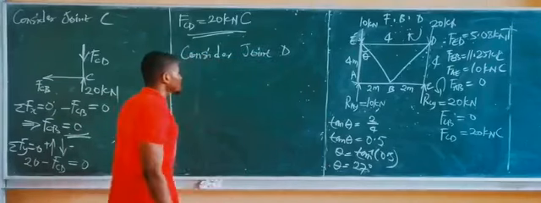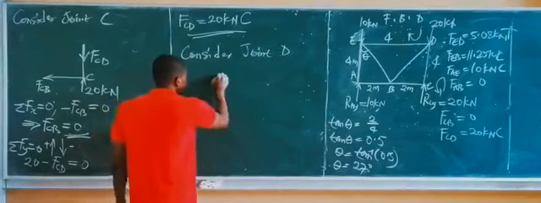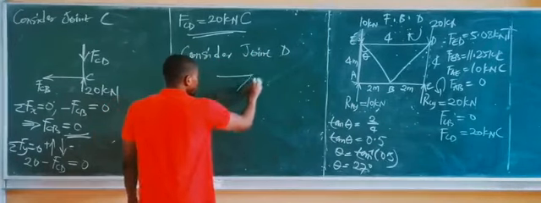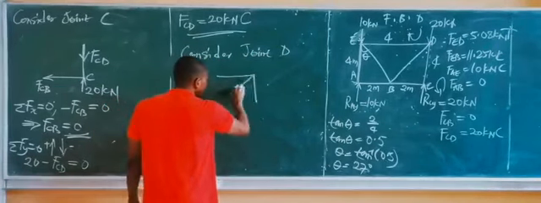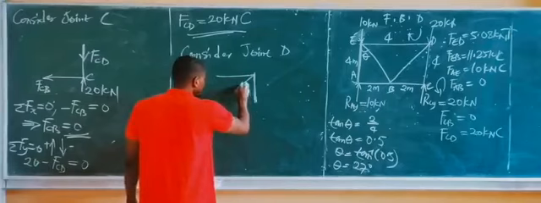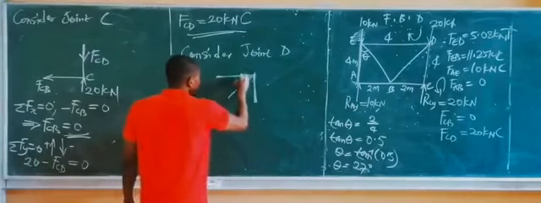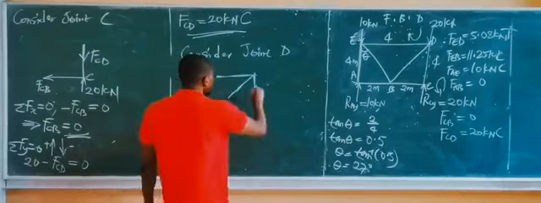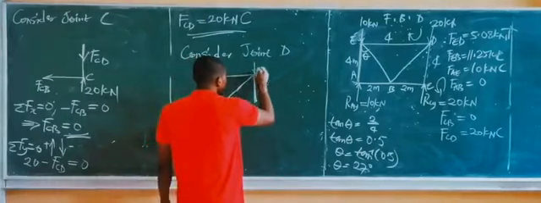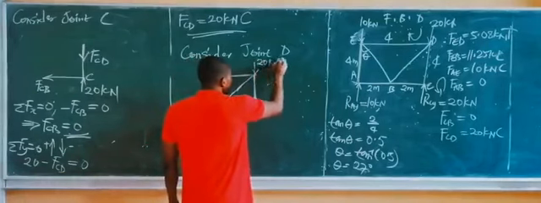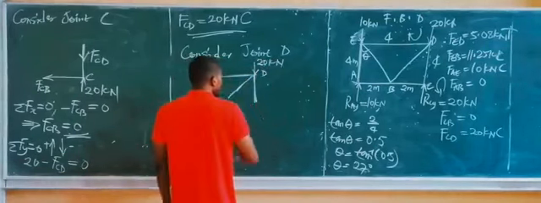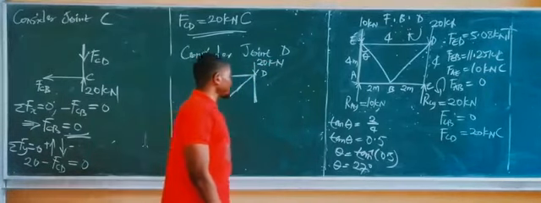Consider joint D. At joint D, we simply have this, and this. We have something like this. So this is joint D. We also have a 20 kilonewton force acting there, 20 kilonewtons at joint D.